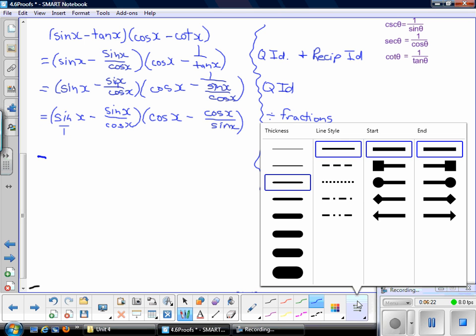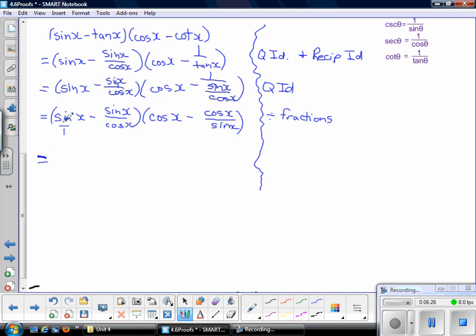Oops, don't want that thick. It'll take us a million pages. So I think I will distribute this. So I am going to go this times this. So that would be sine x cos x. Then when I multiply this one by this one, the signs are going to cross out, and I'm going to be left with minus cos x.